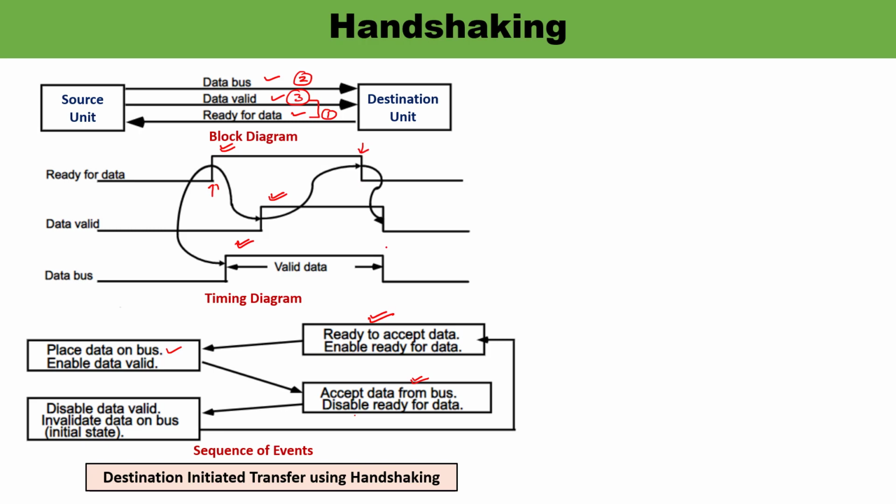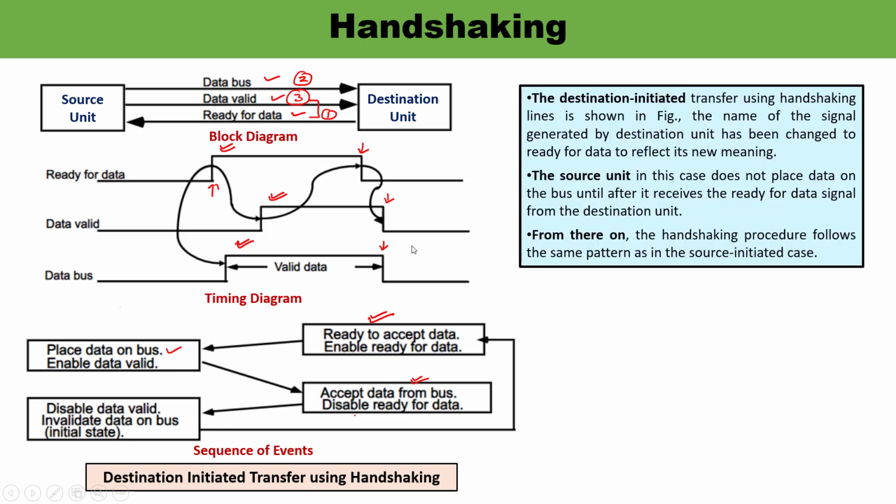Then, at the same time, when it is not willing to gather further information, the data bus will be inactive and the data valid line will be inactive. So it will disable both the data buses and the data valid line. So this is how you can explain the operation of the handshaking mode.